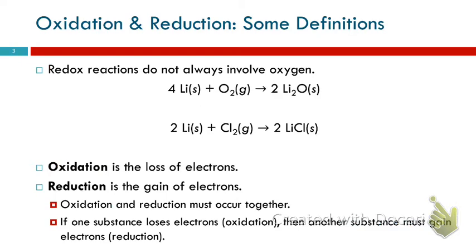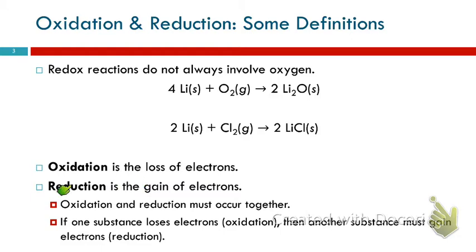Redox reactions, though, do not always involve oxygen. So here is a redox reaction where we have oxidation and reduction occurring. They have to go together. Here we have lithium reacting with oxygen and forming lithium oxide. So we'd say, well, the lithium is being oxidized. It's gaining oxygen. But what about here, lithium reacting with chlorine to form an ionic compound? The same thing is happening to the lithium atoms, but there's no oxygen involved. So we need a more thorough definition of what oxidation and reduction are.